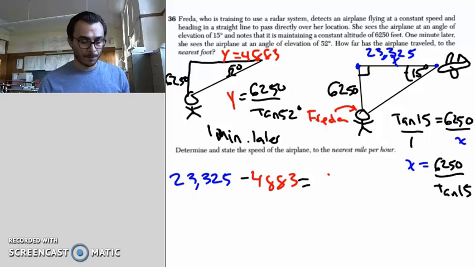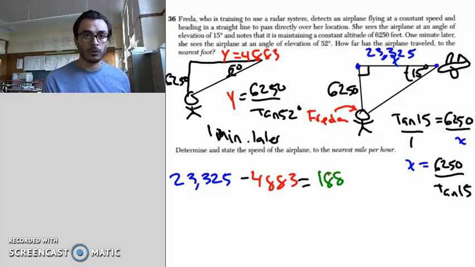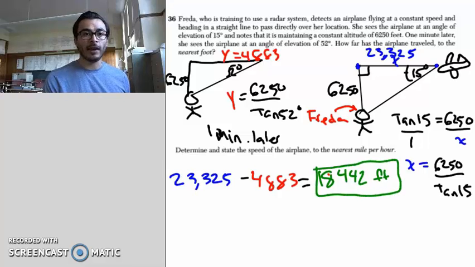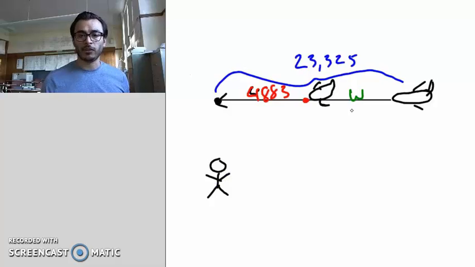Let's get a calculator. 23,325 minus 4,883. I get 18,442 feet. So that's the answer to the first question. That's how far the plane has traveled, right? That's this distance here. It's 18,442 feet.